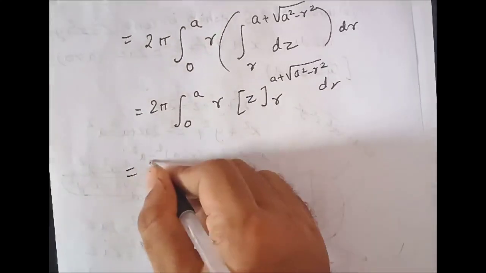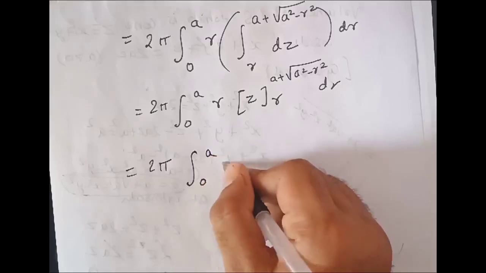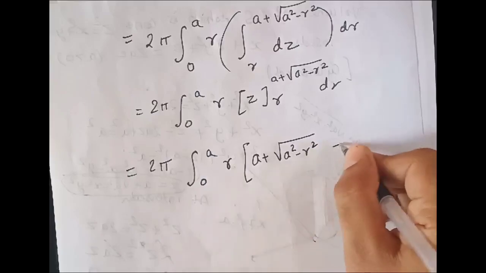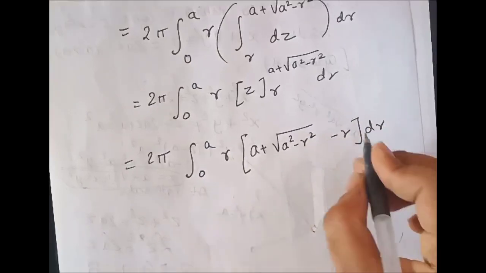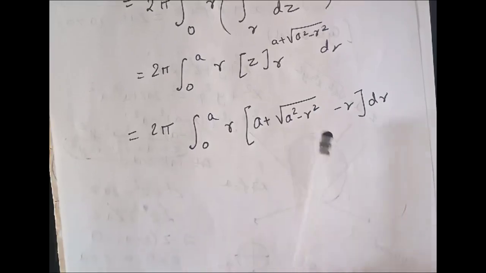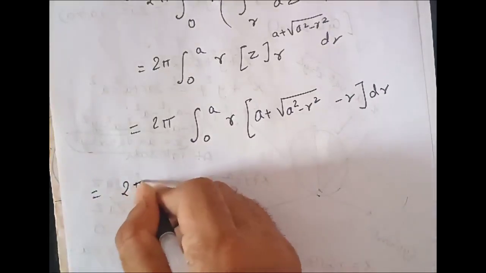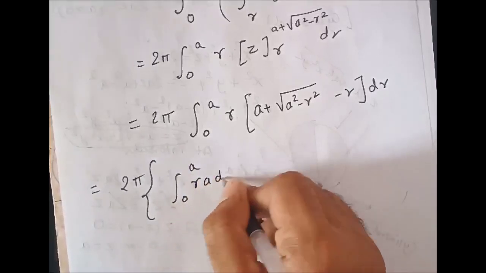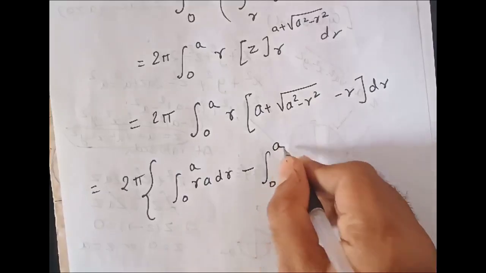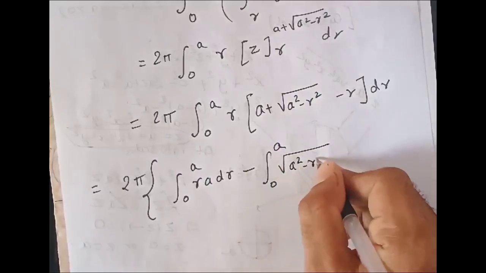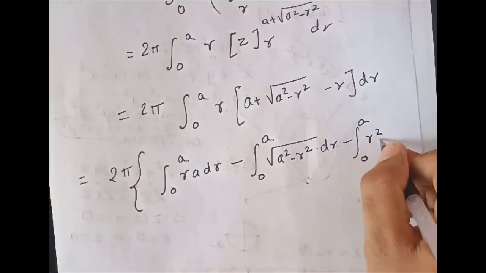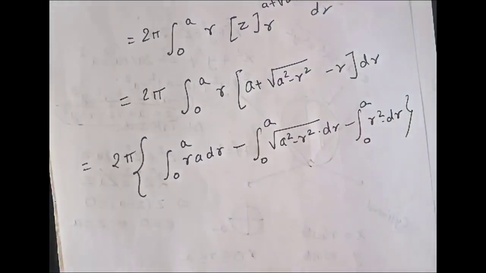So this is equal to 2π and integral 0 to a r, upper limit that is a² minus r², minus lower limit, dr. Alright, so we will split each integral, so that is equal to 2π, and inside we have integral 0 to a of r a dr, plus integral 0 to a of square root of a² minus r² times r dr, minus integral 0 to a of r² dr.